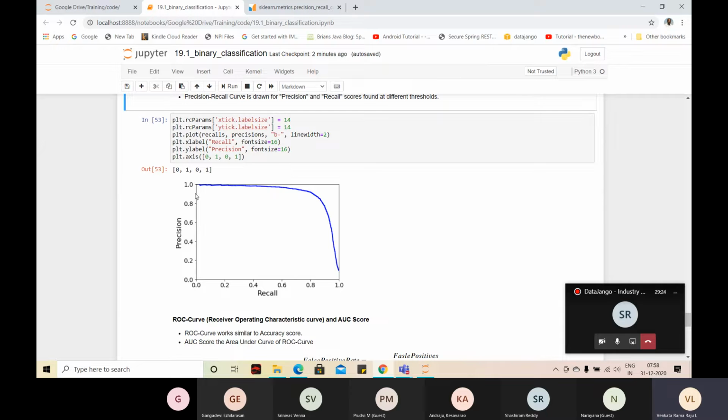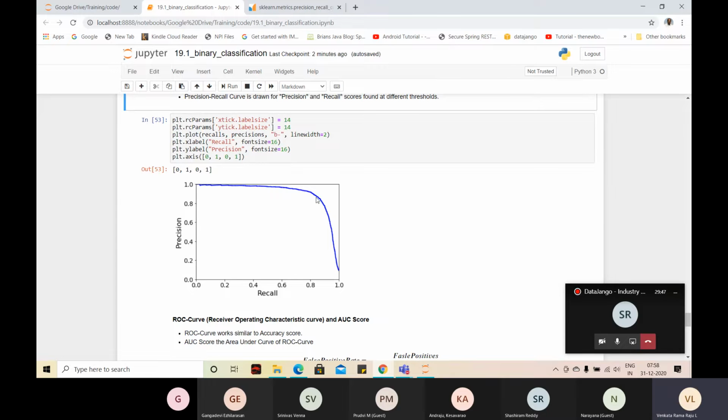How did you get this curve? At different thresholds, we calculate precisions and recalls, and we take those precisions and recalls and plot the dots. At the first threshold, precision and recall give one dot. Second threshold, another dot. Third threshold, another dot. Fourth threshold, like that. We do many thresholds.